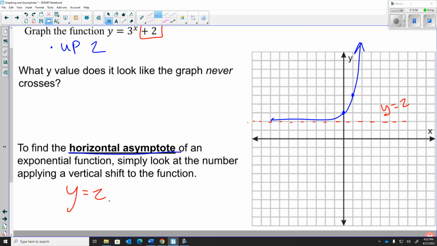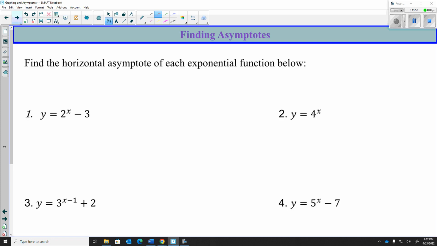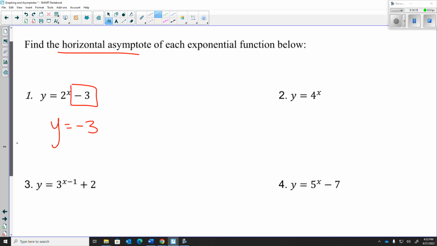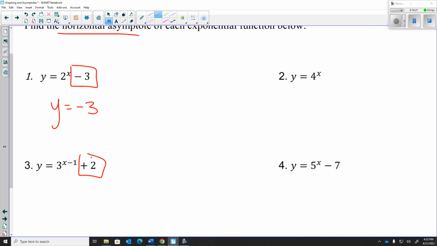Let's do a couple examples. It says find the horizontal asymptote of each exponential function. All you've got to do is look at the last number. This one is -3. I'm using y equals -3 because we're talking about a horizontal asymptote, so it's got to be a line running left to right, which has to be on the y-axis. Let's do some other ones. This one, pretty easy, it's 2. This one, pretty easy, it's -7.